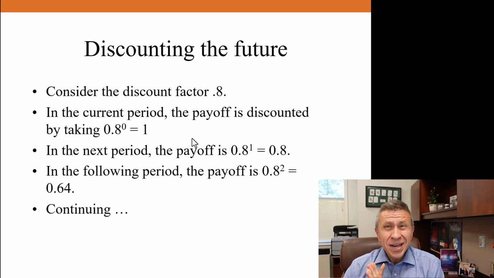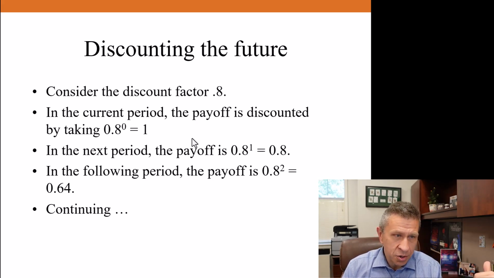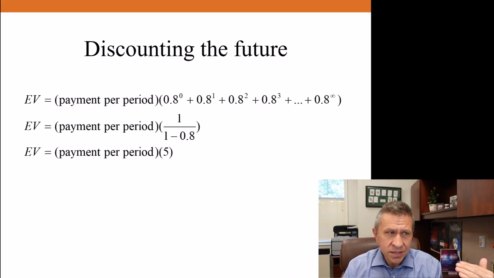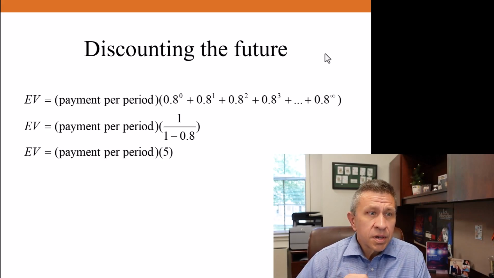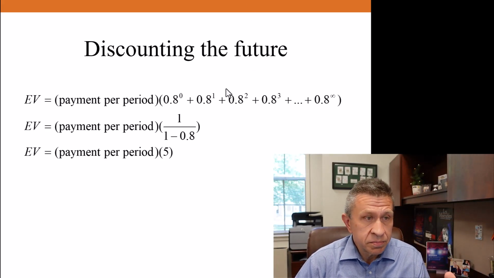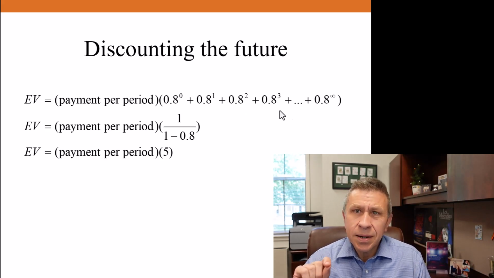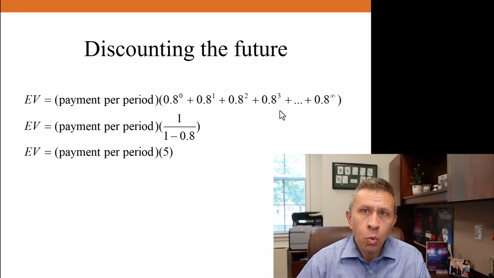In the following period, though, it's discounted even more. It's 0.8 squared, or 0.64. And in the period after that, it's discounted by 0.64 times 0.8 again, so 0.8 cubed. And this keeps going on. Each subsequent period, the money is worth less and less. So in terms of discounting the future, if you take any discount factor delta to the power of 0, plus delta to the power of 1, plus delta to the power of 2, plus delta to the power of 3, and so on, as long as that number is between 0 and 1, it converges to 1 divided by 1 minus delta.